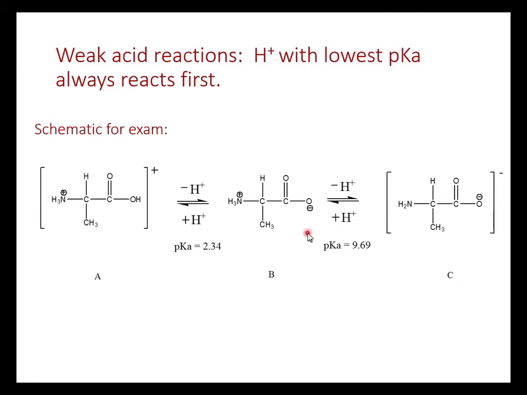In this example, the one that doesn't have a net charge is B, and that makes it the isoelectric species. That's how you find the isoelectric species. It's the species that doesn't have a charge. It won't always be B or the second species.